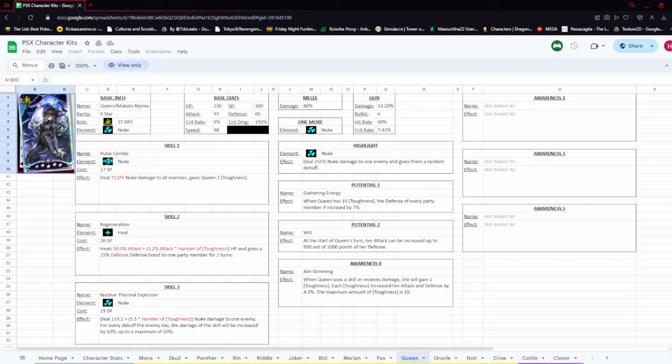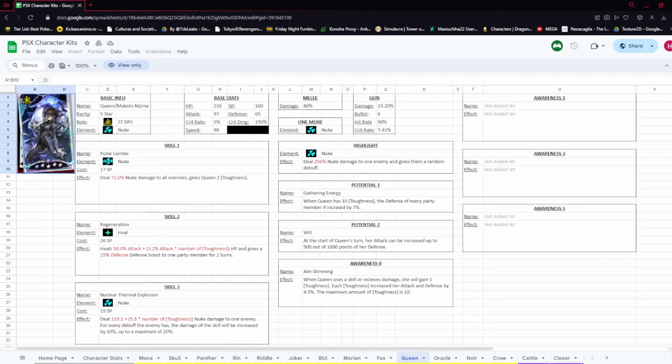But if we look at the potential one skill, which is another one of her, of course, what is it called? Passives here. We have one that says Gathering Energy. When Queen has 10 toughness, the defense of every party member is increased by 7%. Hey guys, you might want to use Puppet on this one. Just giving you that little saying. But you get 7%, of course, more defense.